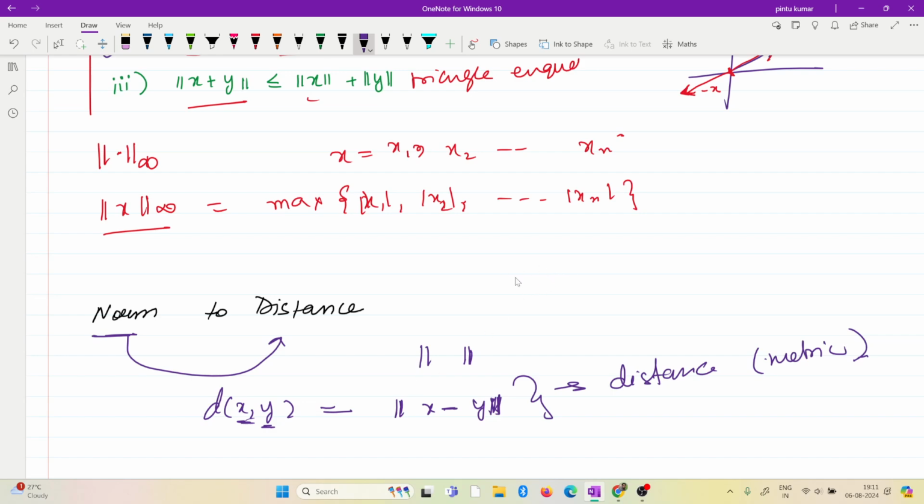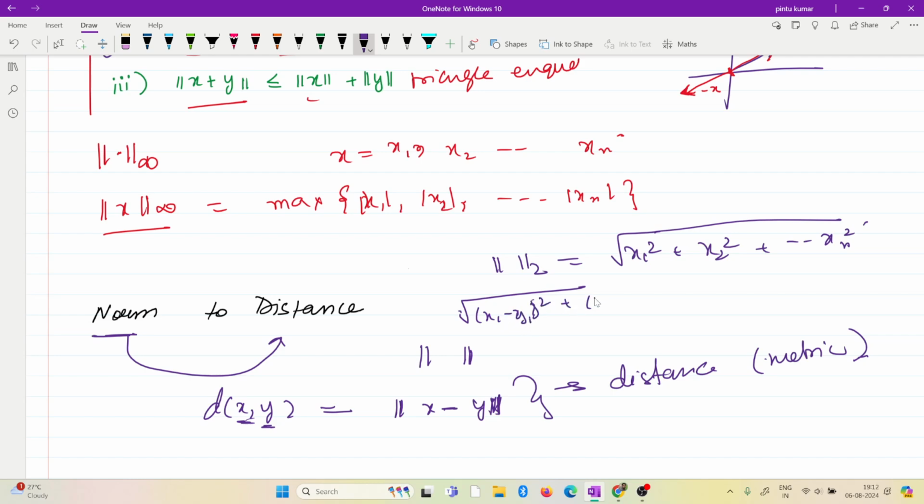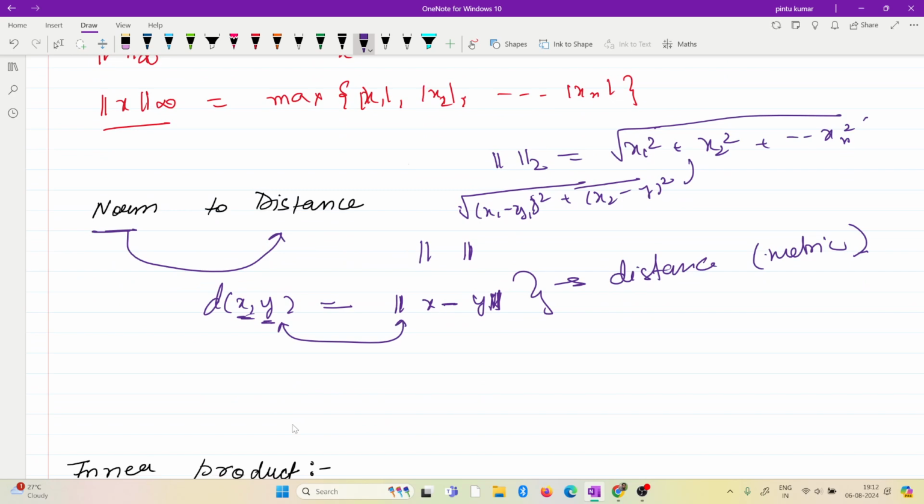So you can cross check that. You have the L2 norm given as the square root of x1 square plus x2 square, and so on. This is the Euclidean norm, the L2 norm or Euclidean norm. When you talk about the L2 distance, we don't call it the L2 distance, we call it the Euclidean distance. That is given by the square root of (x1 minus y1) square plus (x2 minus y2) square. You can see there is a similarity in the same way. So you can define in the same manner a distance from any norm.